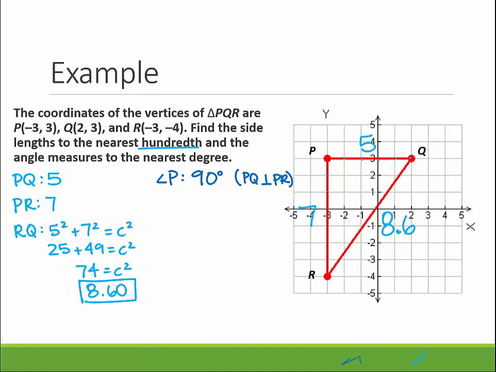Now you have to choose one of the other ones, either Q or R, and it doesn't really matter, and use our inverse trig functions. So let's choose R down here. It doesn't matter what side lengths you use. Let's use these nice pretty numbers. So my opposite and my adjacent. So go back to SOHCAHTOA. What trig function uses opposite and adjacent?